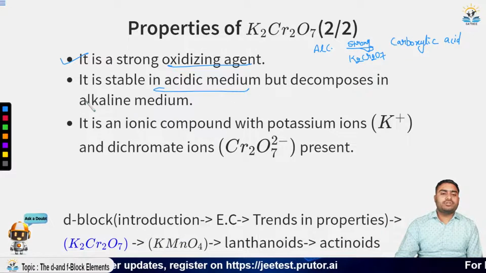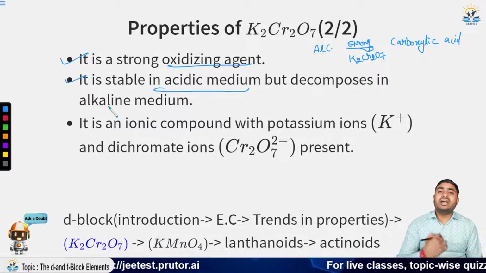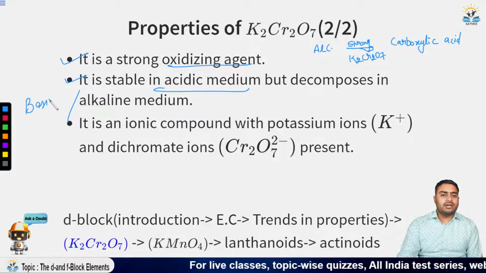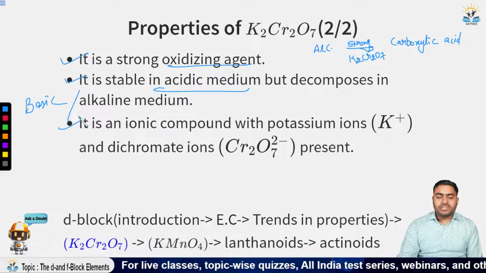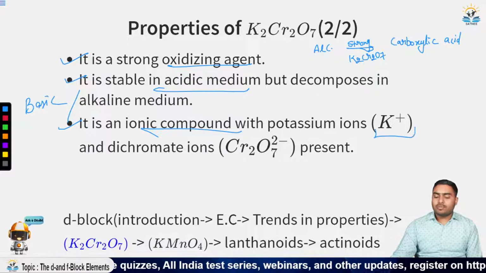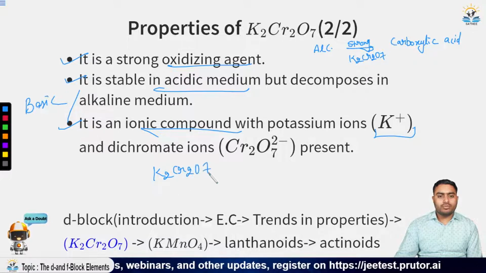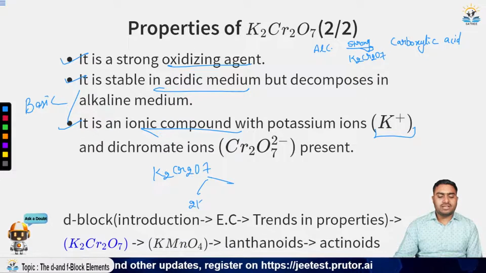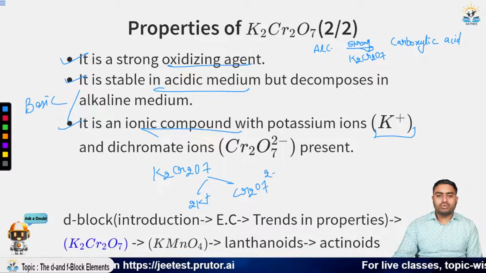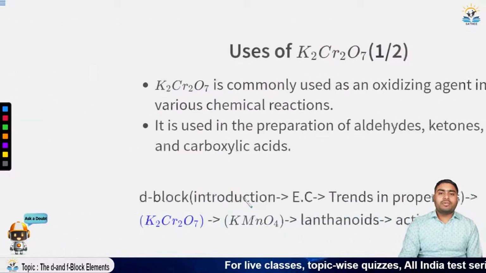It is stable in acidic medium but decomposes in alkaline medium. So in alkaline, that means basic medium, it will decompose. Alkalis are those bases which are soluble in water, you know very well. It is an ionic compound with potassium ions. If you break K2Cr2O7 into ions, it will provide two types of ions: 2K positive potassium ions and dichromate ions, Cr2O7 2 negative. This is all about some properties of K2Cr2O7.